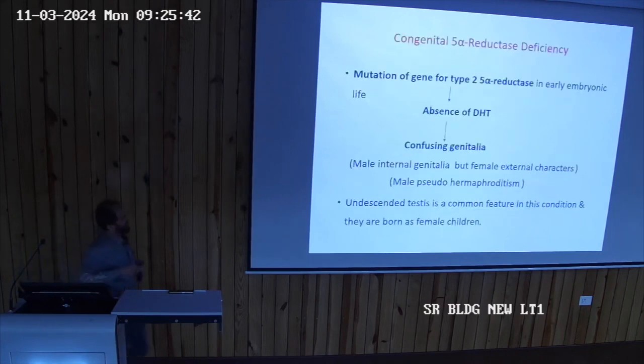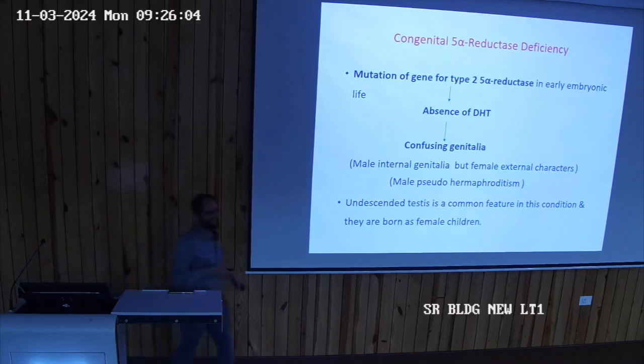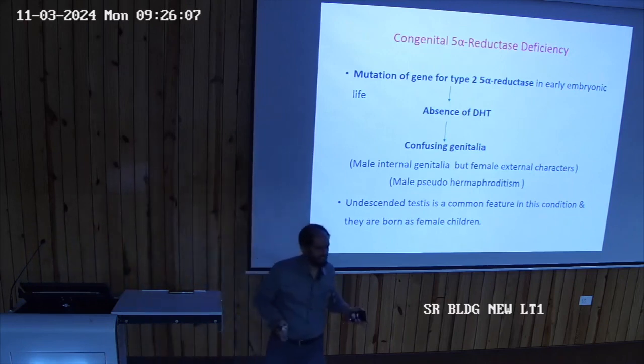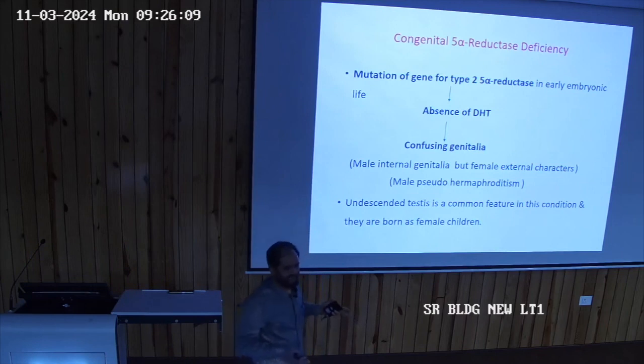Okay, so there are some abnormalities which are associated with this phenomena, like one condition which is called congenital 5-alpha reductase deficiency. 5-alpha reductase का अगर deficiency होगा तो obviously what will happen, there will be absence of DHT, है ना. DHT बनेगा नहीं, है ना. So what will happen, it will cause confusing genitalia, external features ठीक से develop नहीं होगा. Okay, so what will happen at birth, child will be supposed to be a girl. Okay, so external features नहीं आता, male internal genitalia but female external character.